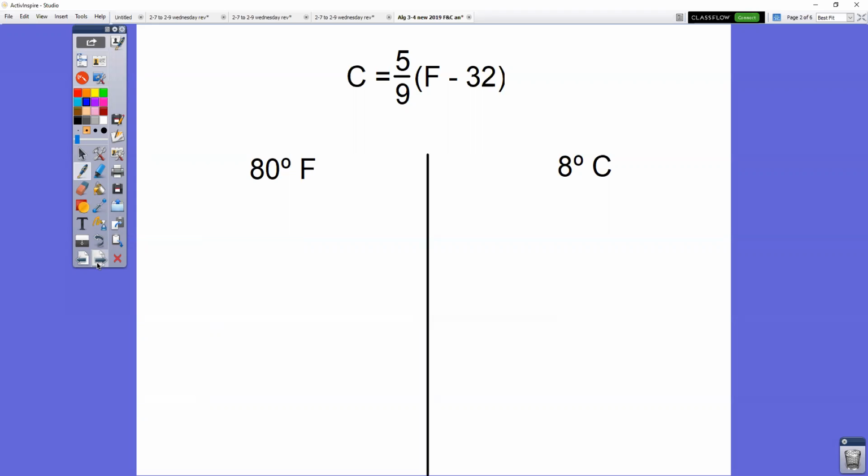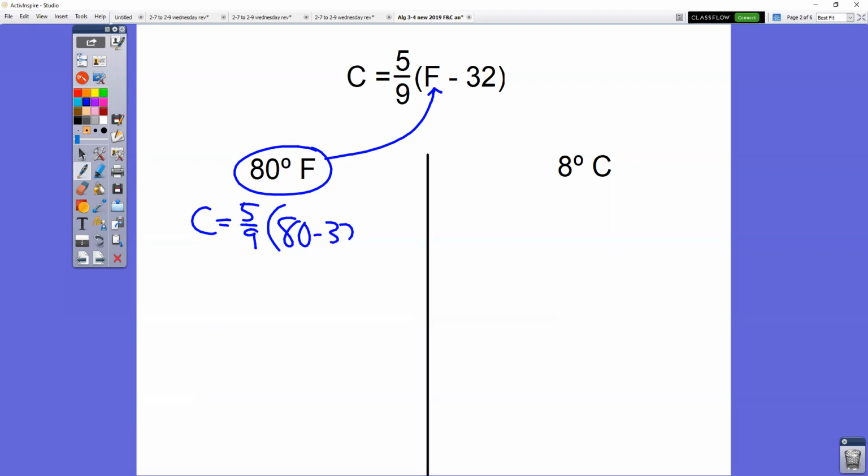So in this first one, you are given the F. So you're going to sub that in to there in the formula. So you're going to have C equals 5/9 times (80 minus 32). Again, you could just type that right into the calculator. 5 divided by 9, and then parentheses, 80 minus 32, close your parentheses. When you do that, you really get 26.6 repeating.